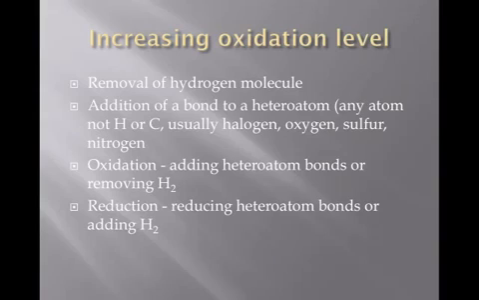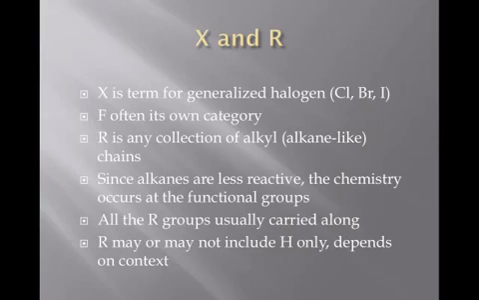What's a heteroatom? If it's not carbon or hydrogen, it's generally a heteroatom. And so we particularly group halogen, oxygen, sulfur, and nitrogen there. So oxidation then can be defined as adding bonds to heteroatoms or removing hydrogen. Reduction is reducing the number of heteroatom bonds or adding hydrogen. As we look at our mock-ups of the functional groups, it's important to understand what we mean by X and R.